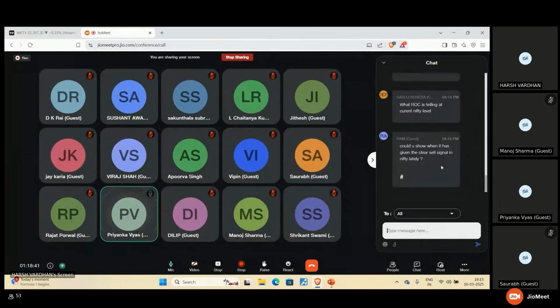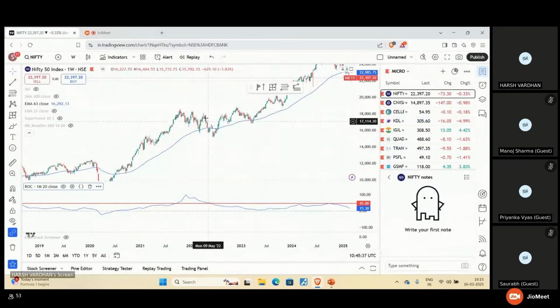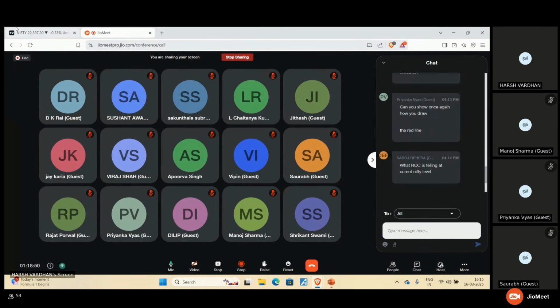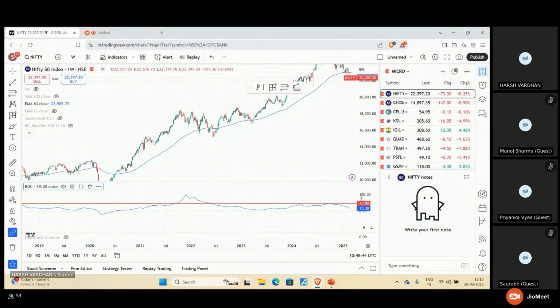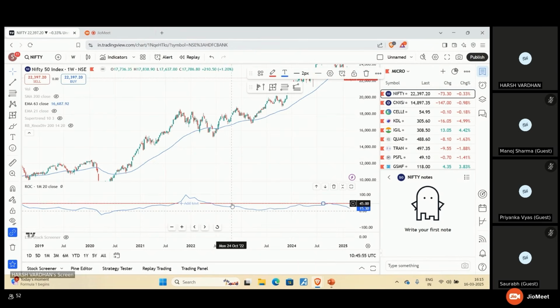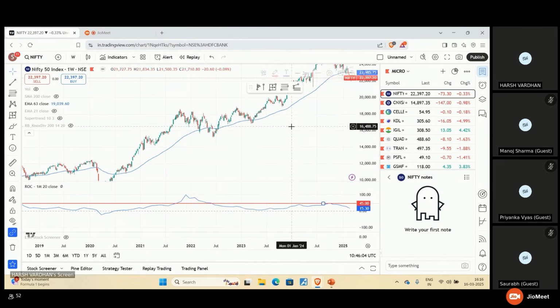Okay, leading and lagging indicator. Coming back to the leading and lagging indicator question. How do you draw the red line? Red line is basically nothing. If you hover here, there will automatically be a plus sign here. Just click on this plus sign and then draw a horizontal line at whatever level you want. Then you can edit that. For example, if I click on this, you can go to settings. Then you can change the coordinates. You can type in anything here, 50, 60, 70, whatever you want, and it will automatically be there.